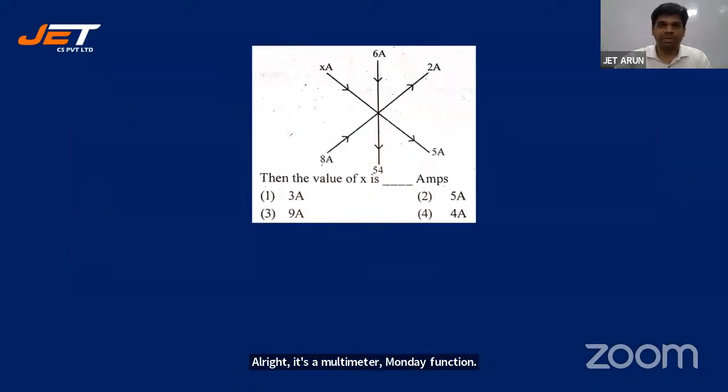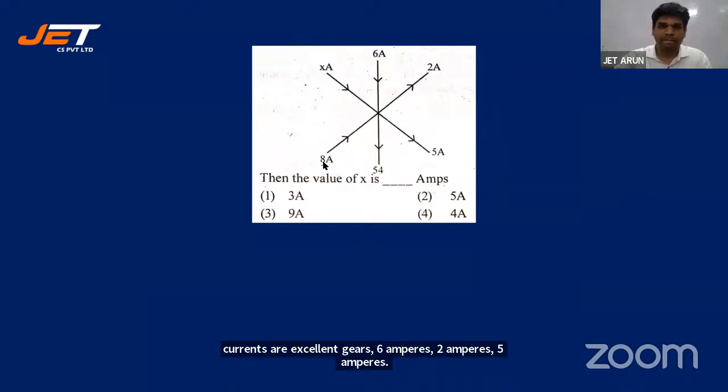Let's look at the next one. Here is a question on junction law. Here is a diagram showing the incoming currents and outgoing currents. You have to find the value of X. The currents are X amperes, 6 amperes, 2 amperes, 5 amperes, 5 amperes, and 8 amperes. So find the value of X.